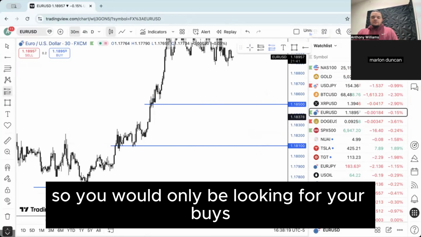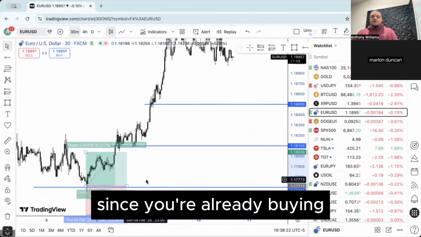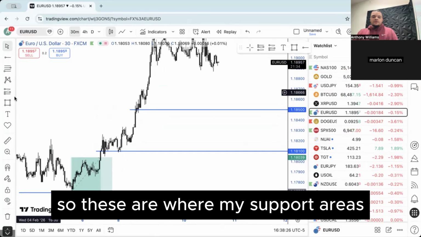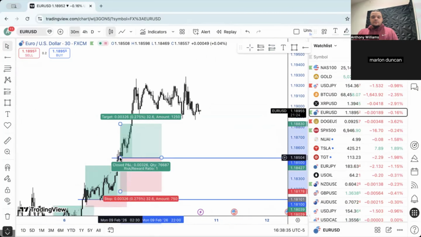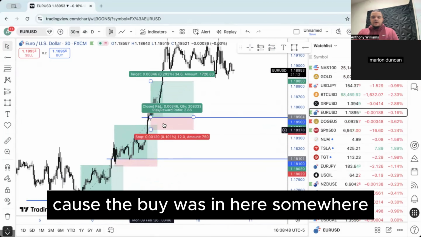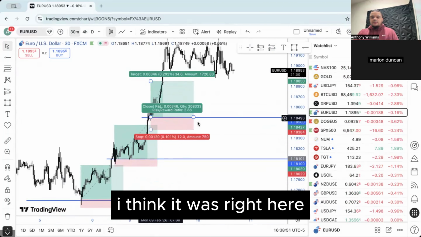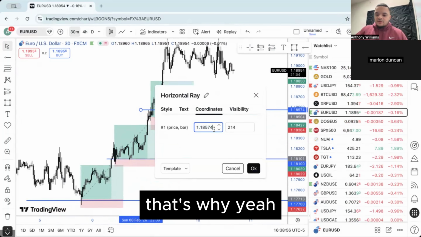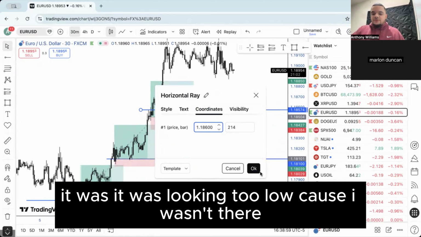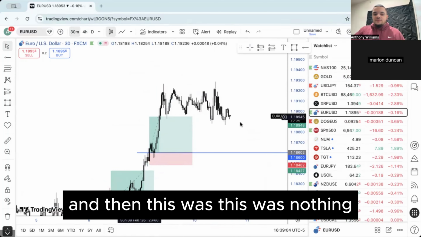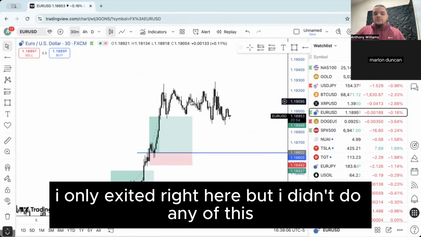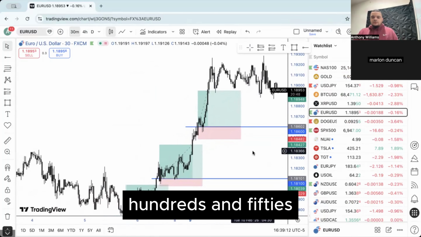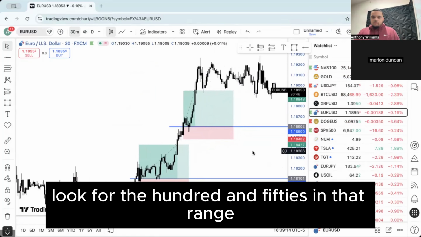So you would only be looking for your buys. Since you were already buying, you're just looking for your support areas. So these are where my support areas are. I think the buy was in here somewhere. I think it was right here, but I feel like I'm low. Yeah, that's why. It was looking too low, there we go. And then this was nothing. I only exited right here, but I didn't do any of this. So on euro, hundreds and fifties. Look for the 150s in that range.